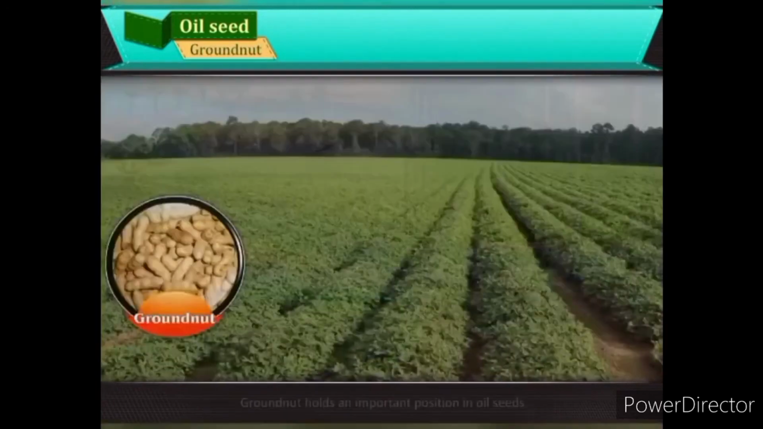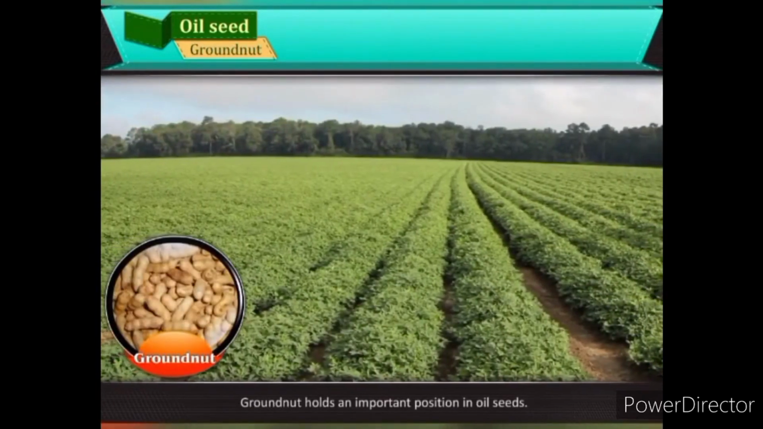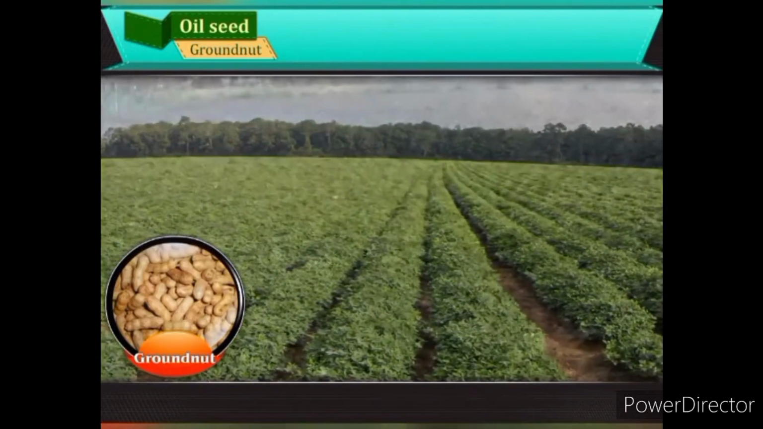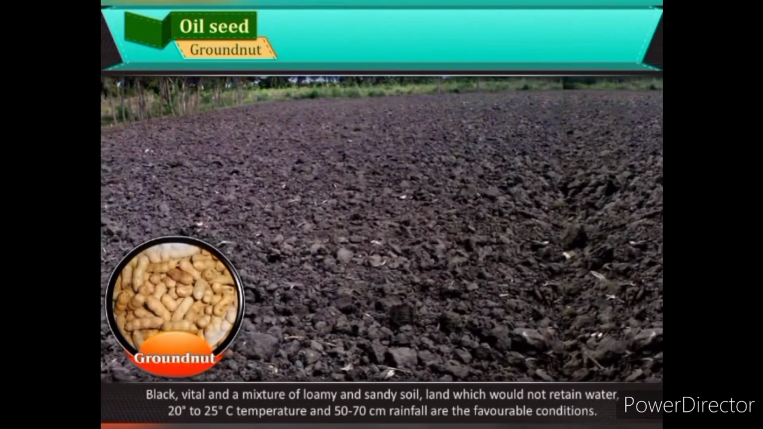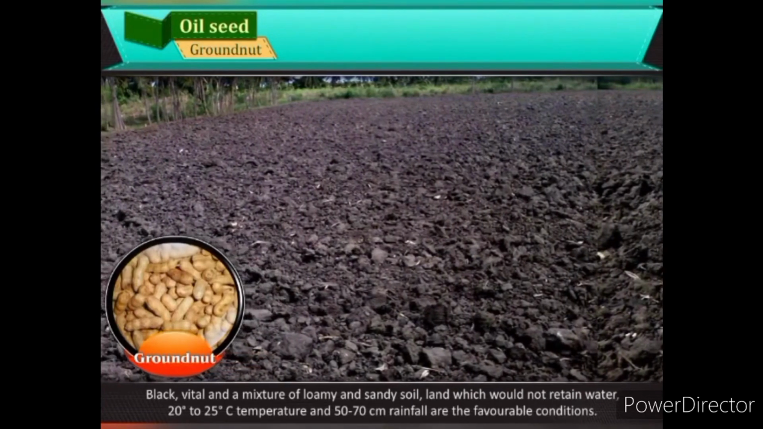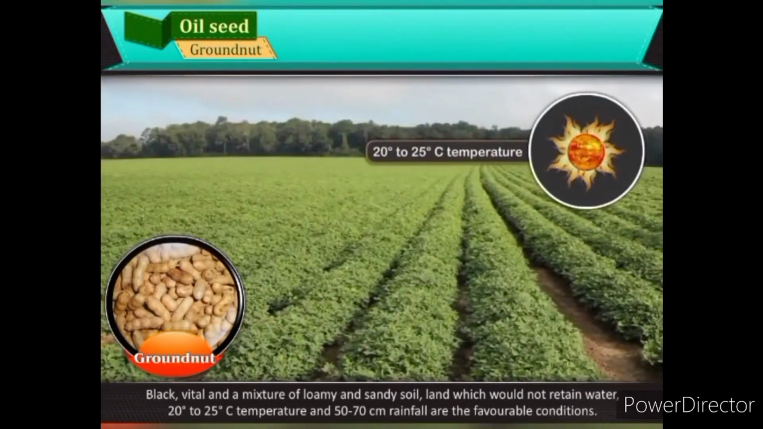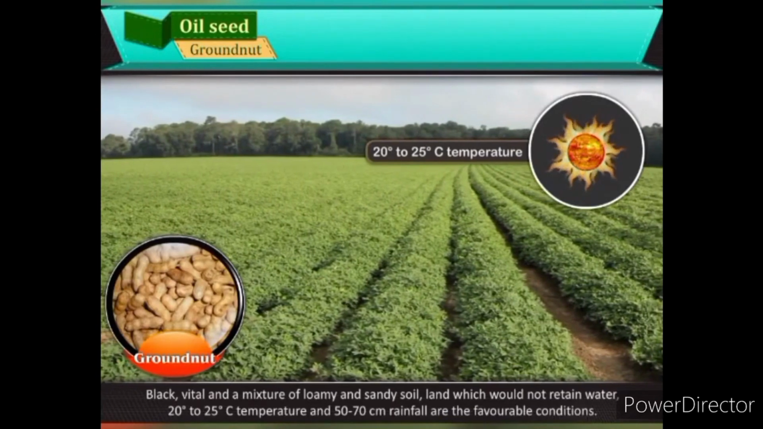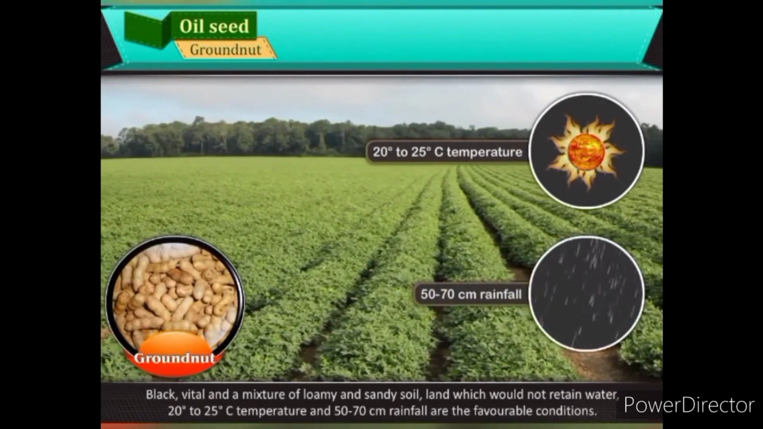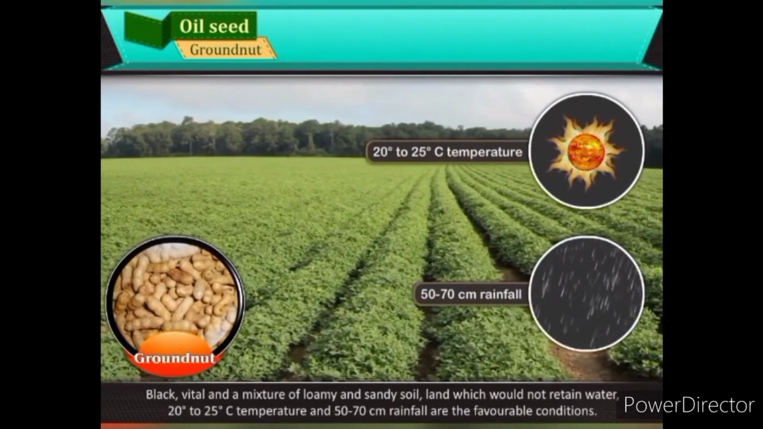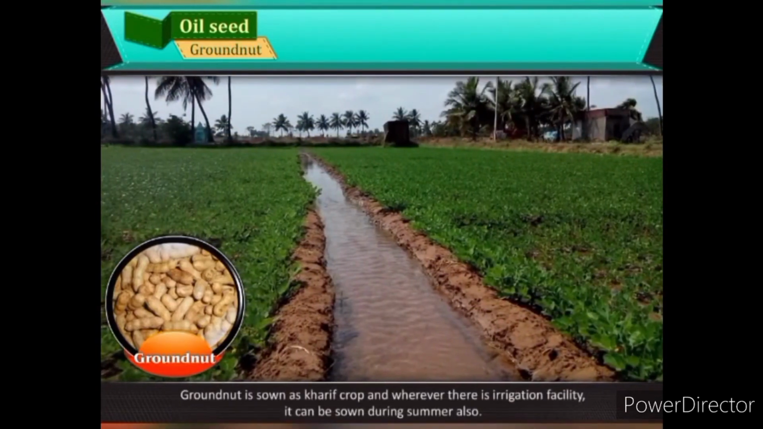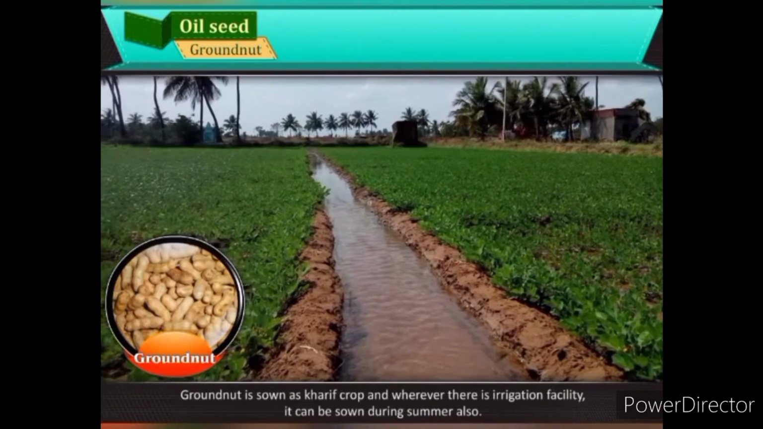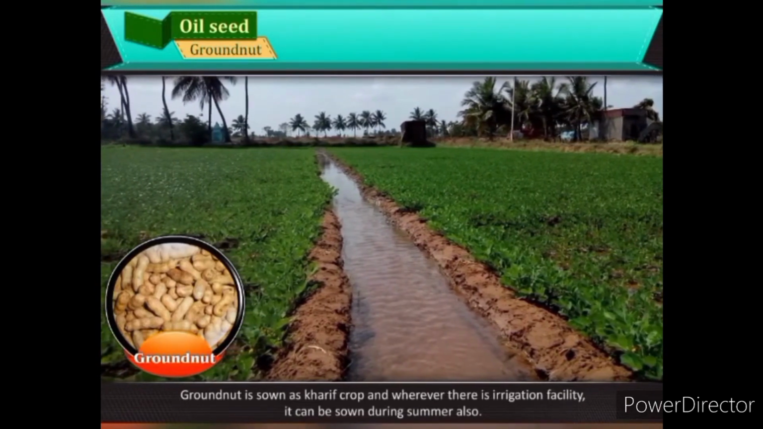Groundnut. Groundnut holds an important position in oil seeds. Black, vital and a mixture of loamy and sandy soil, land which would not retain water, 20 to 25 degrees Celsius temperature and 50 to 70 centimeter rainfall are the favorable conditions. Groundnut is sown as a kharif crop and wherever there is irrigation facility, it can be sown during summer also.